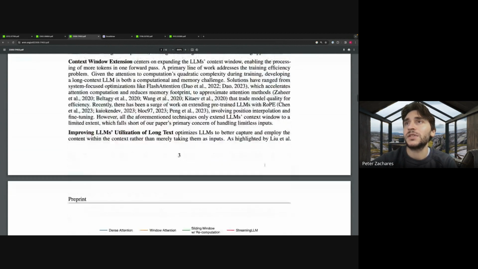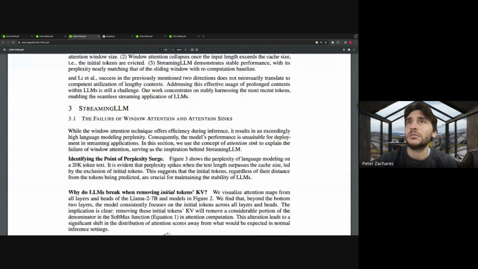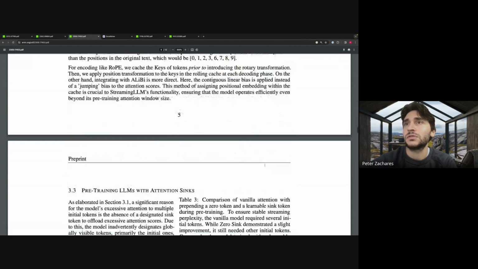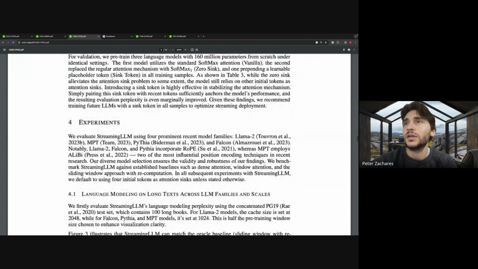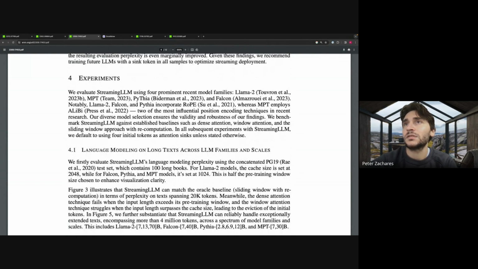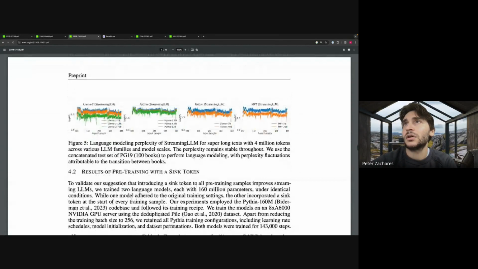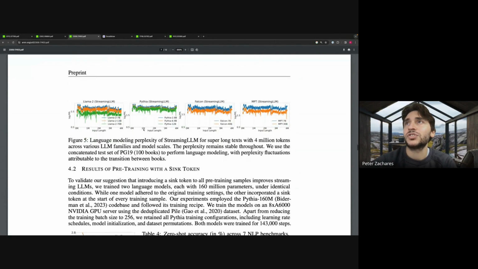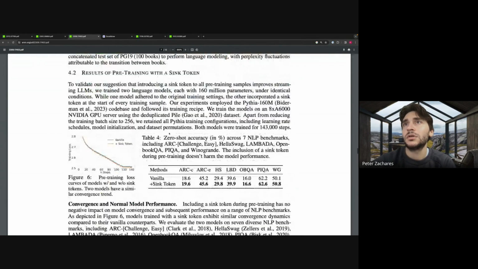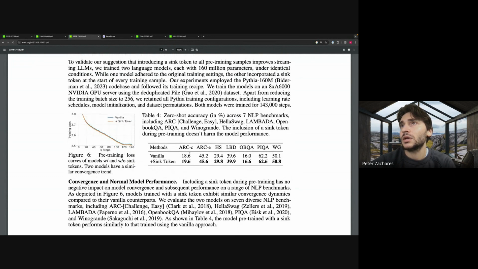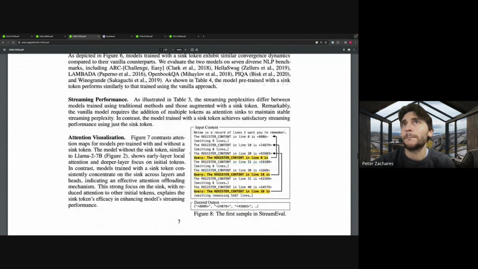All of the results are basically evaluating attention sinks, like this method, on different problems. So if we go through it quickly, it says language modeling along text across LLM families and scales. This is just showing you that performance increases as you increase the size of the model. This is showing you that the performance is pretty much the same. Yeah, not really gonna go through that.